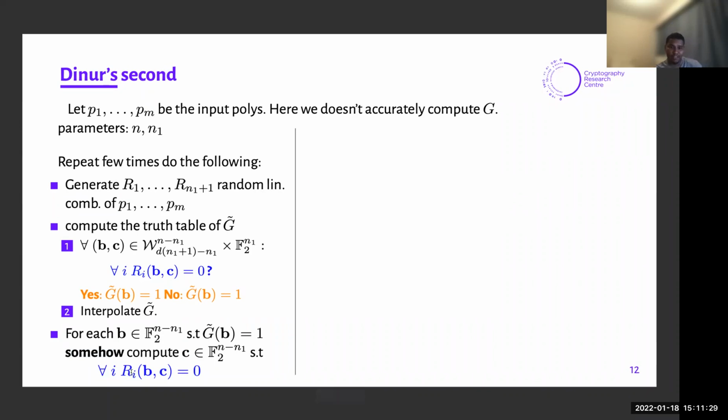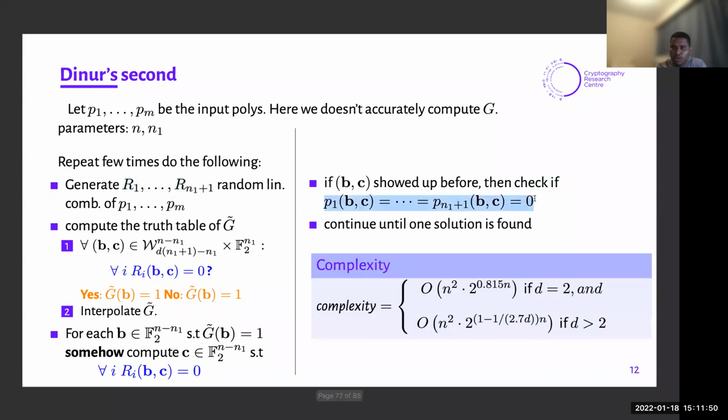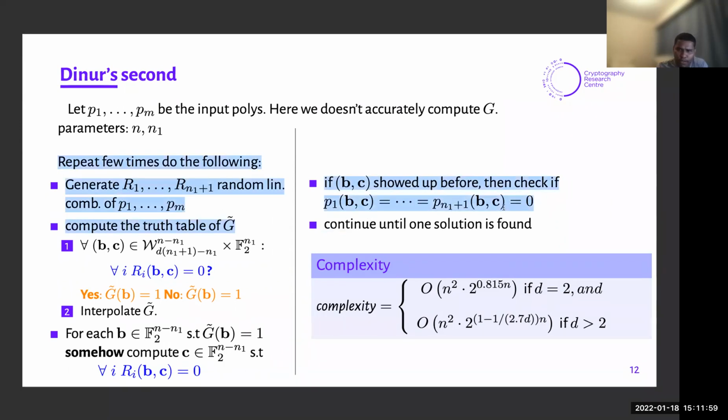So basically what I'm finding here is a solution to the random linear combinations. And then I keep track of all the vectors B, C being solutions of the random linear combinations. Whenever I have a BC repeated, I check it in the initial set of polynomials to see if this is a solution of the original system. If this is not a solution, then I continue my loop. Otherwise, I just stop because I already found a solution. So this is Dinur's 2 algorithm, basically.